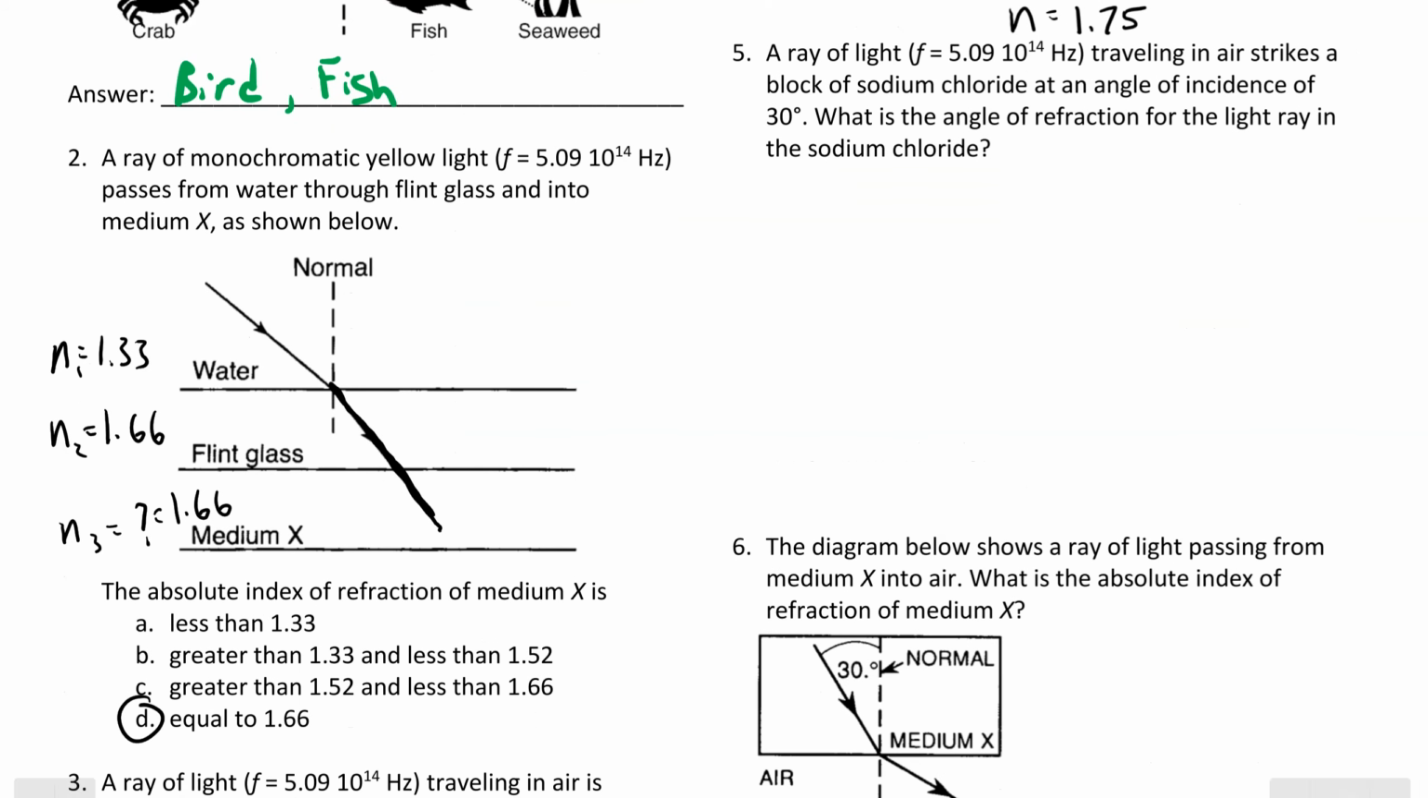Number 5, a ray of light traveling in air strikes a block of sodium chloride at an angle of incidence of 30 degrees. What is the angle of refraction for the light ray in sodium chloride? Well, I hope they have the index of refraction for sodium chloride. So first of all, we could draw ourselves a little diagram if we want. And here it is. Here's air. That's the incident. Well, we want to show where that angle is, so we draw the normal. The angle of incidence is 30 degrees. So this is theta 1. And it's going into sodium chloride.